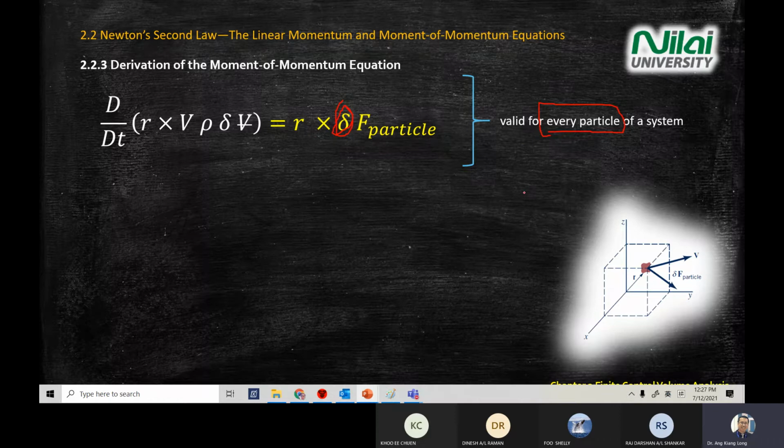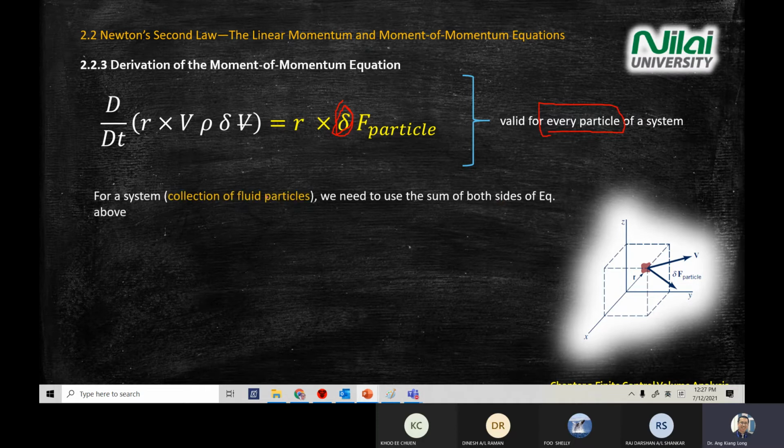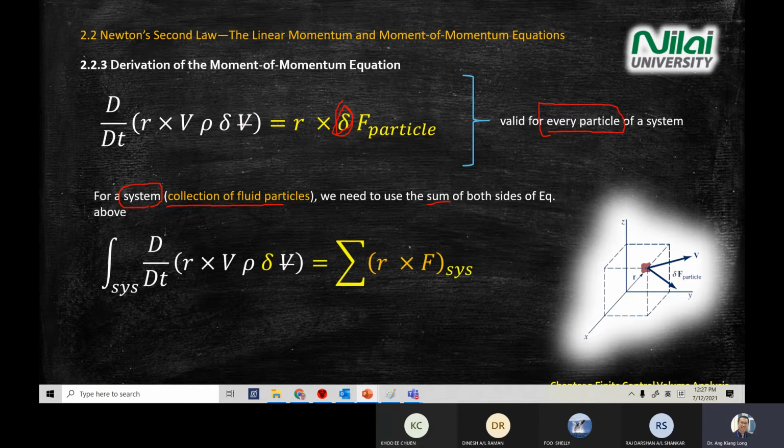Okay. However, when we learn about fluid mechanics, we will look at the overall system. So what will change? If you have a collection of particles, or we call it a system. Okay, a system is a combination of all the particles together. We will use the sum symbol. So mathematically, the above equation you can modify into the sum of your R cross F. Again, R cross F gives you moment or torque.